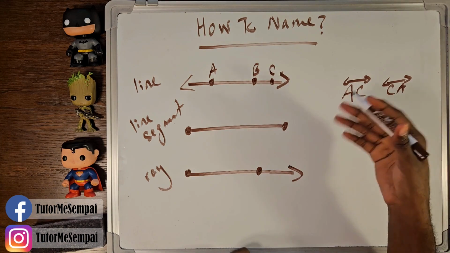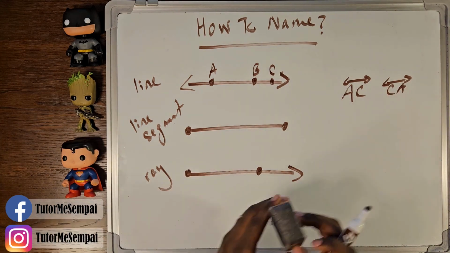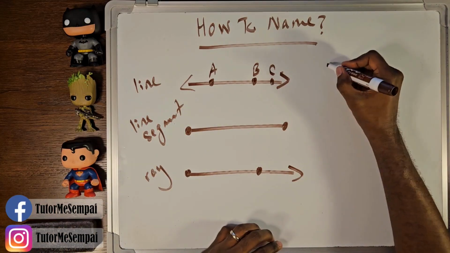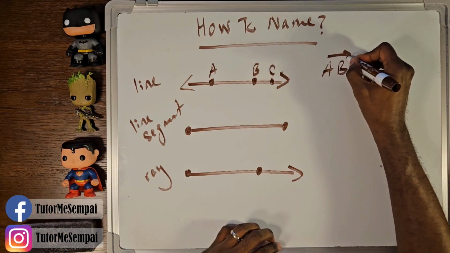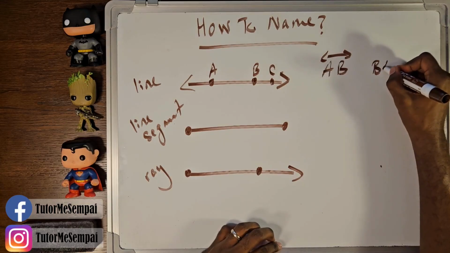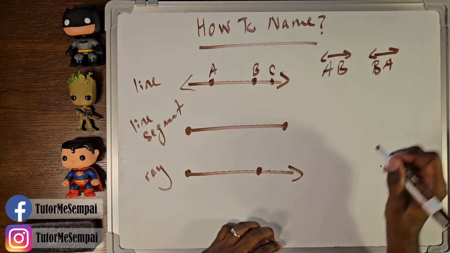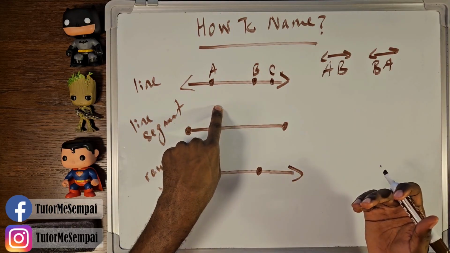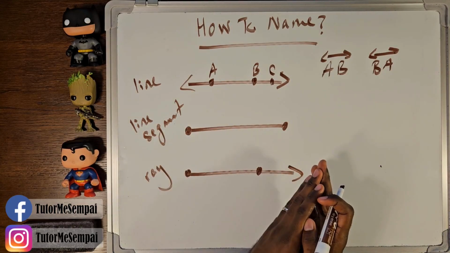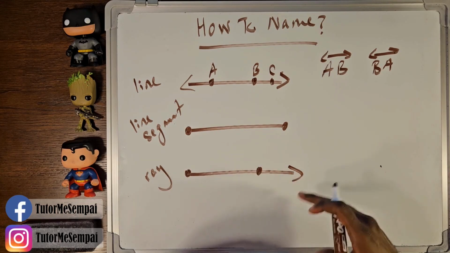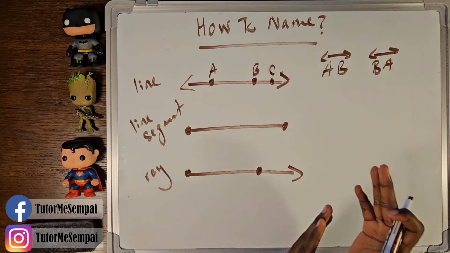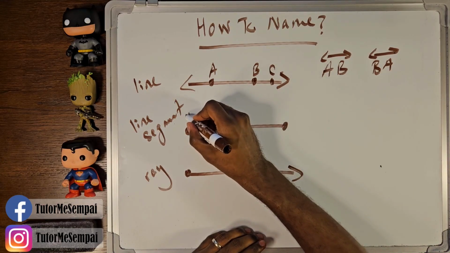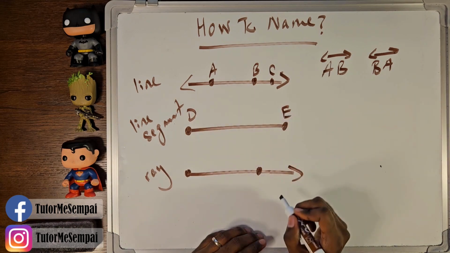Now, this is what we're going to keep for the line. Actually, I'm going to get rid of it right here and move it up here. Let's say we have, let's just say AB again and BA again. This is what we keep for the line. Let's move on to our line segment now. How do we name our line segment? Well, if we're going to use what we just talked about for our line as an example, we're going to have to name these points. So let's say this was D and E here.